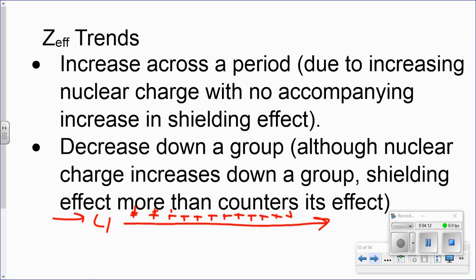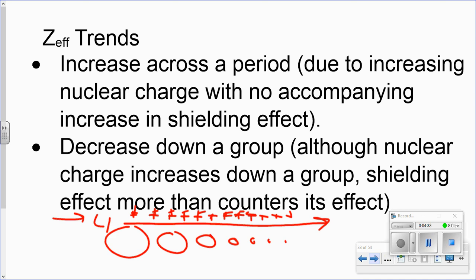So the shielding effect effectively is moot at this point, and we see that the Zeff also increases and pulls the electrons tighter and tighter and tighter. What does that do to the size of the atom? It means the atoms get smaller and smaller and smaller as we move down a row. Okay, more on that in a little bit.